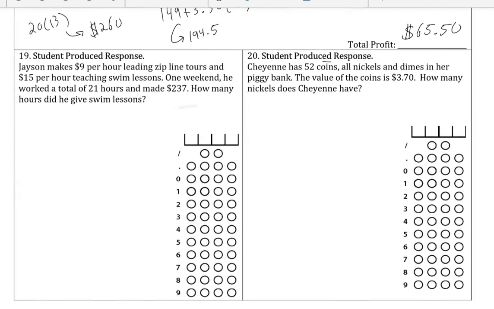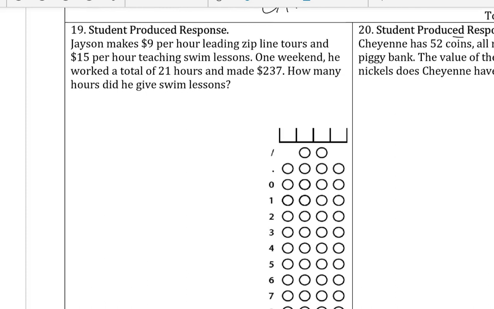All right, the last two problems here for our Unit 8 review. We have Jason makes $9 per hour leading zipline tours and $15 for teaching swim lessons. One weekend, he worked a total of 21 hours and made $237. How many hours did he give swim lessons?